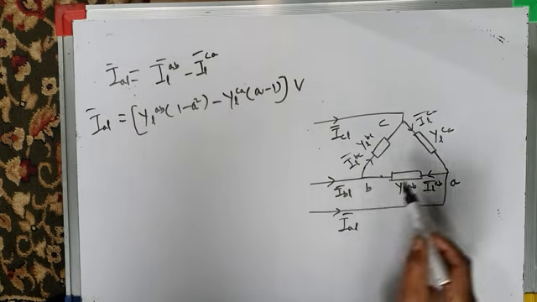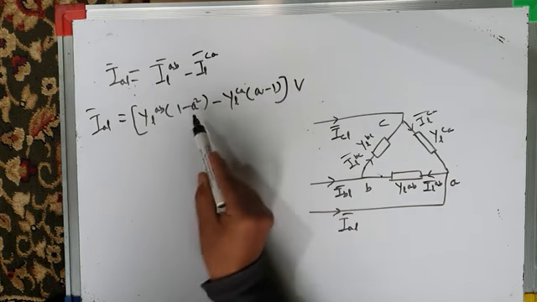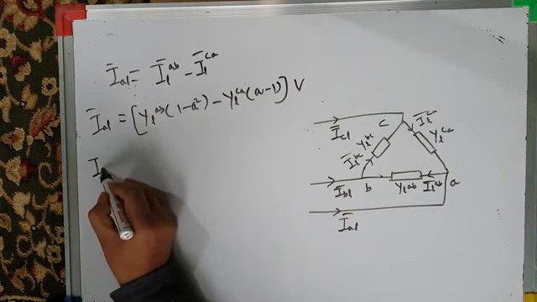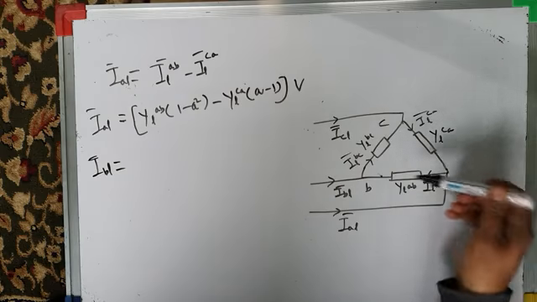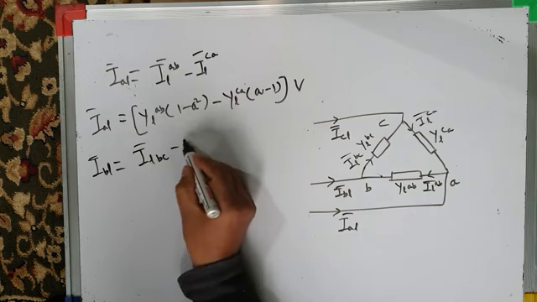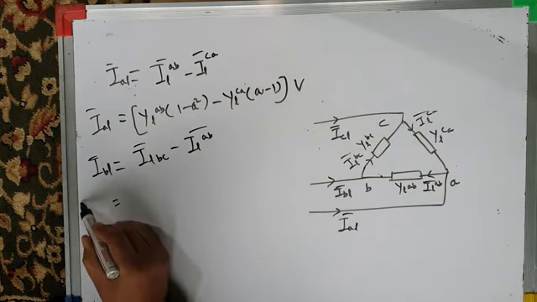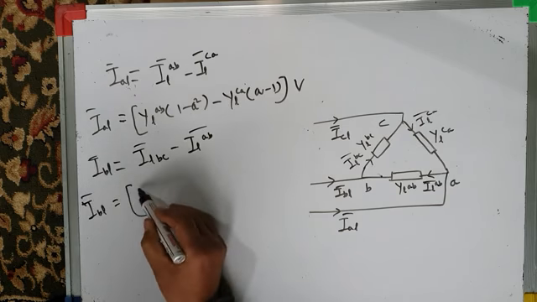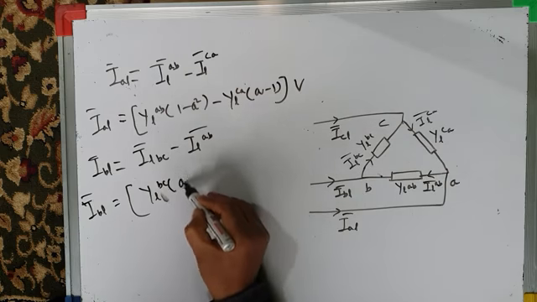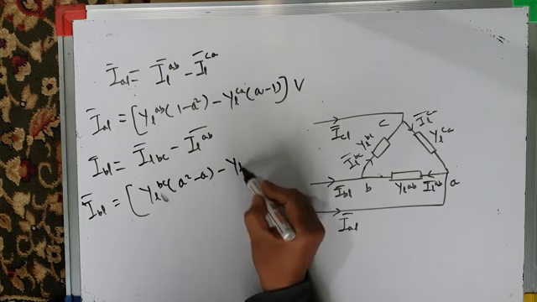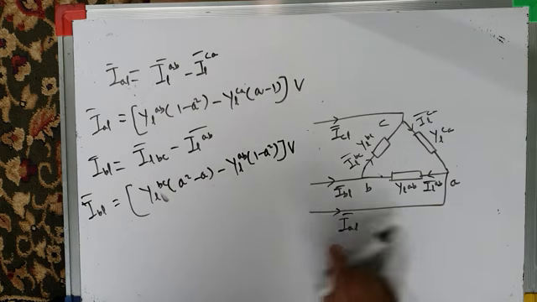In terms of phase currents, and then phase currents are in terms of admittances YLAB and YLCA, applied voltage, and the operators A and A square. Similarly, you can find line current IBL. What is line current IBL? It is ILBC minus ILAB. So IBL will be equal to YLBC times (A square minus A) minus YLAB into (1 minus A square), into V. So this is IBL.